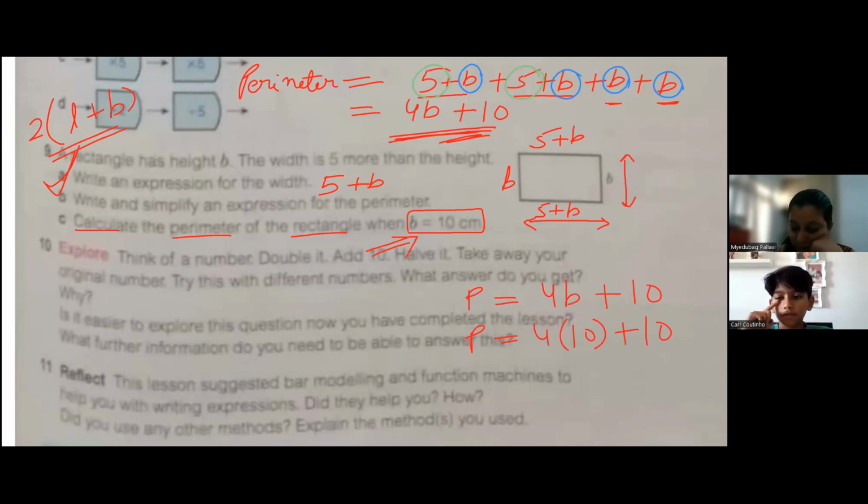Fifty centimeters. Yes, that's correct. 40 plus 10, answer will be 50 centimeters. That's correct. Good. Let's see the next one now.